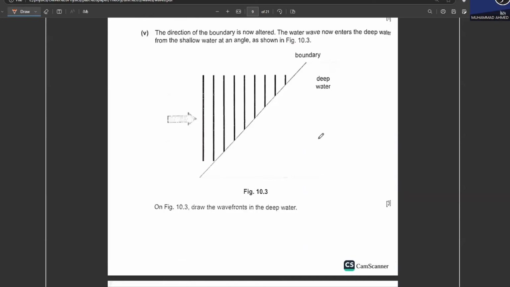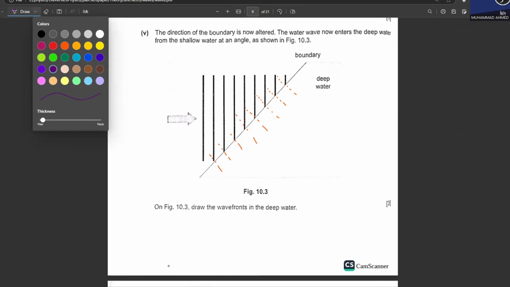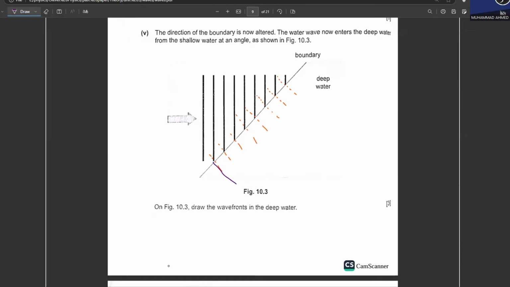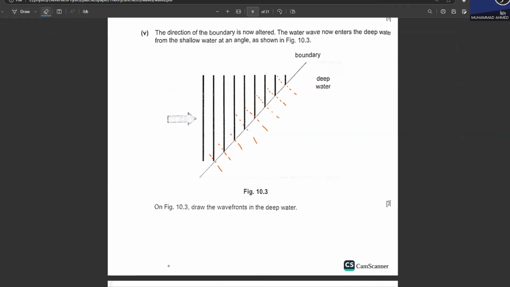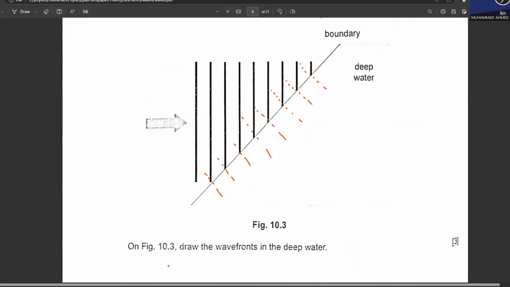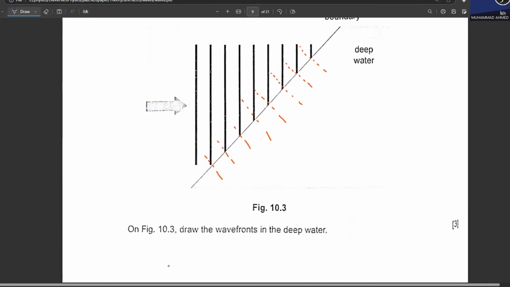But since this boundary is tilted, we will have to show one more thing here. Let's first of all make normal here. Something like this. Yeah, these are your normals. What will happen here? As you are going from shallow water to deep water, what will happen? Your waves will start to bend towards the normal. Let me zoom in. Your waves will start to bend towards the normal.